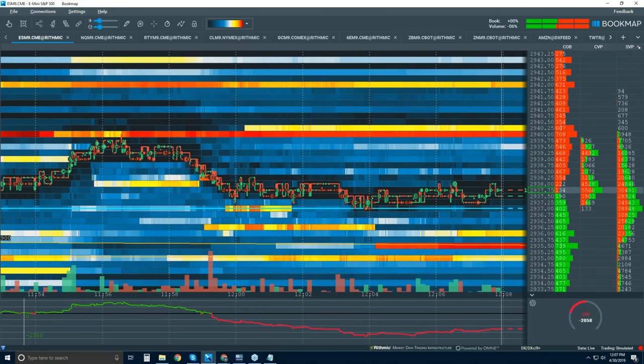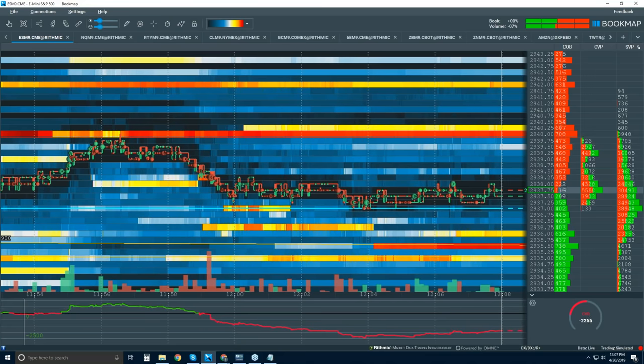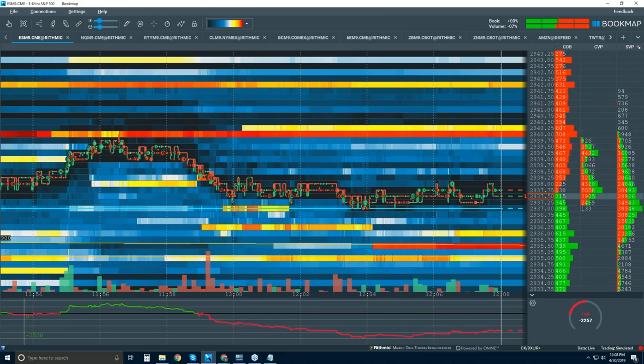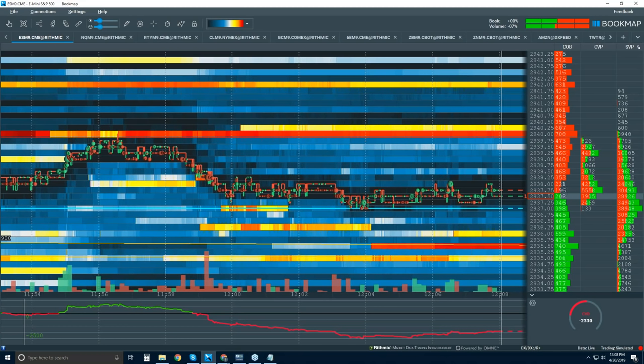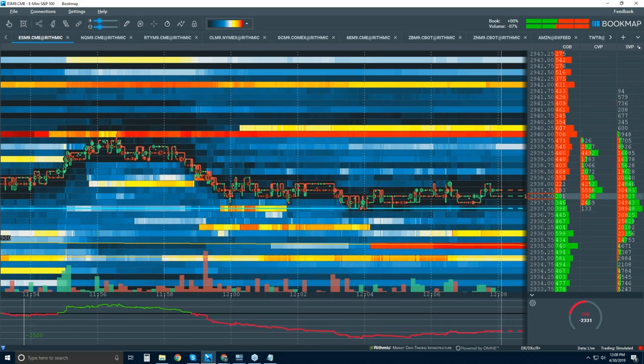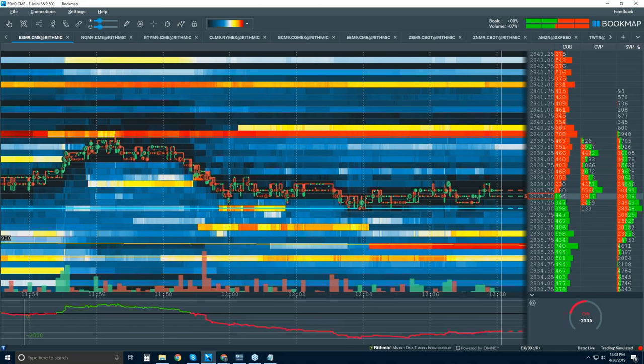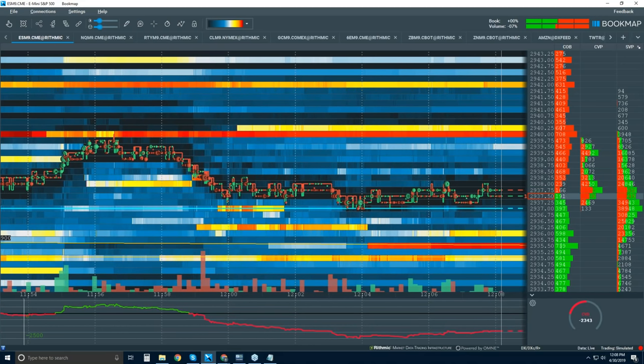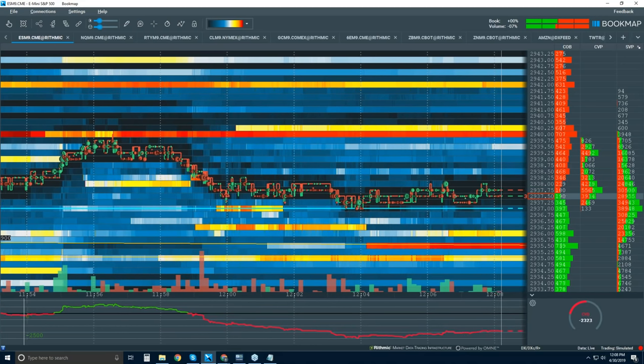The micro gold symbol in Bookmap. Where can you find it? You'll need to input the proper symbol name, and that depends on the broker as well, or data provider.